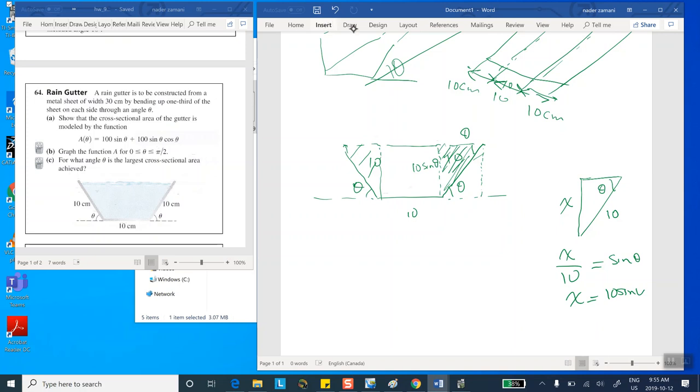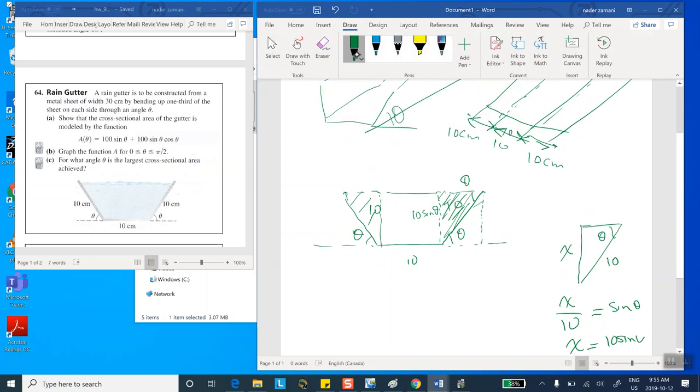So if you look at this rectangle, the area of it will be the height times the width, which is 10 times 10 sine of theta. This is the width, this is the height. And the area of these side triangles, like this one, or the same as that, is two of them, and each one is 1/2 times the height. The height is 10 sine of theta. This is the height, times the base.